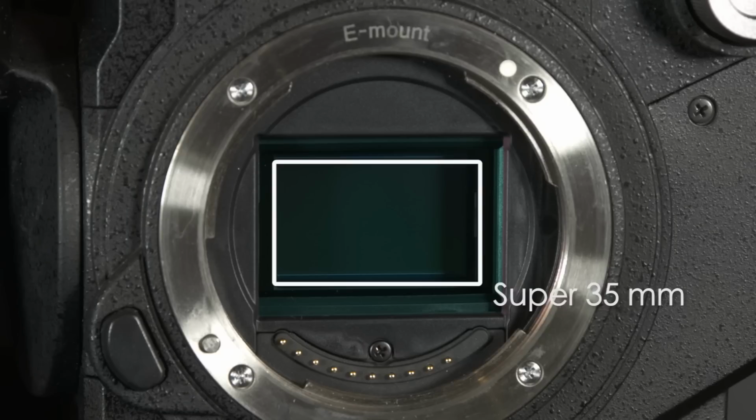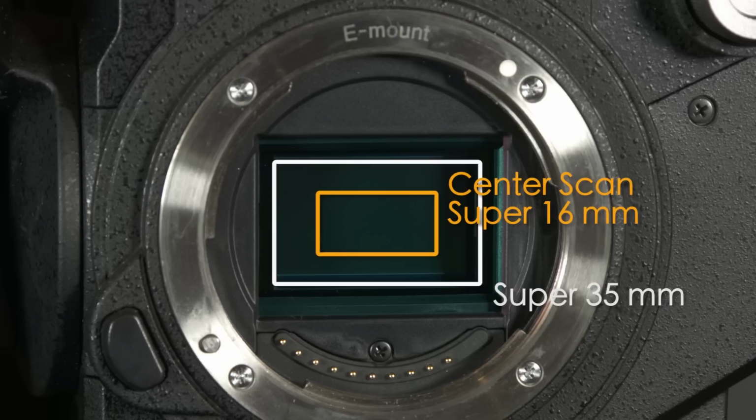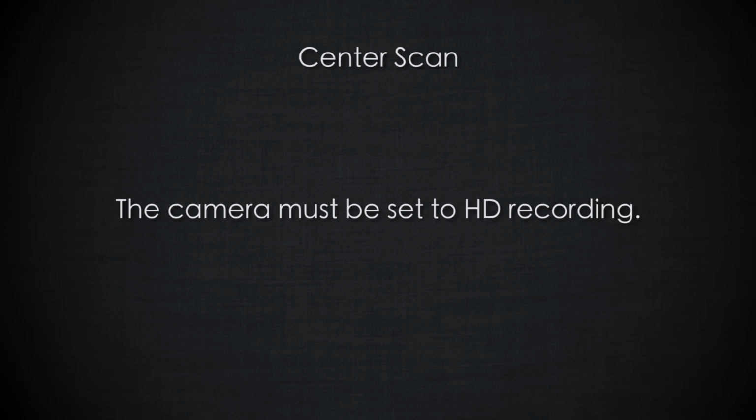The next feature to look at is center scan. Center scan mode allows you to just use the center part of the sensor. So instead of using the full super 35mm size sensor, you're now only using the middle part. Because the sensor is a 4K sensor, this will only work in HD. So to be able to use the function, the camera must be in HD.